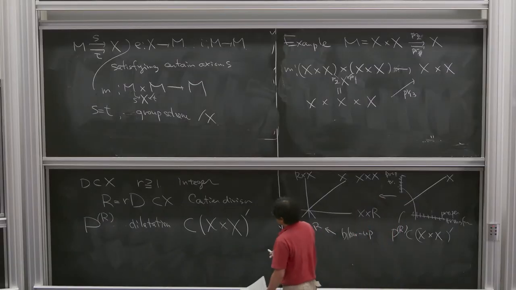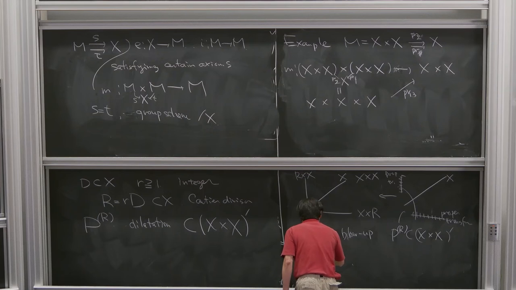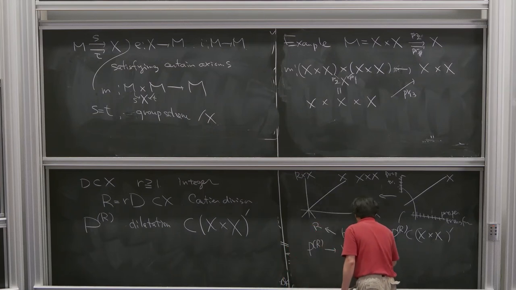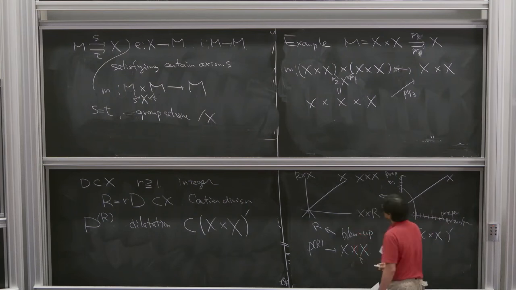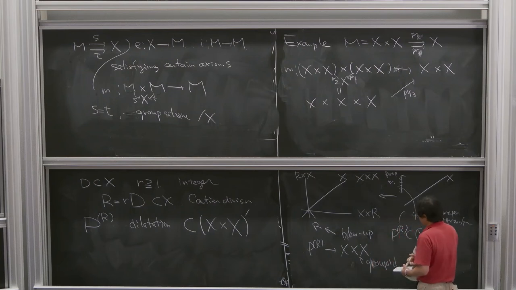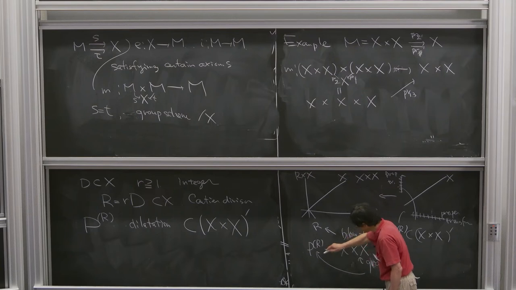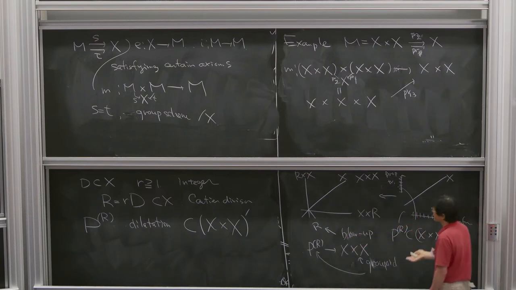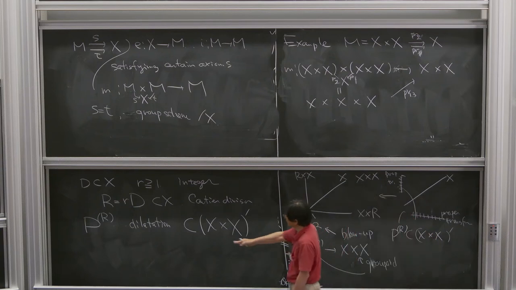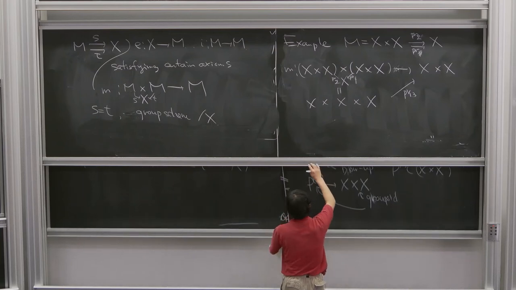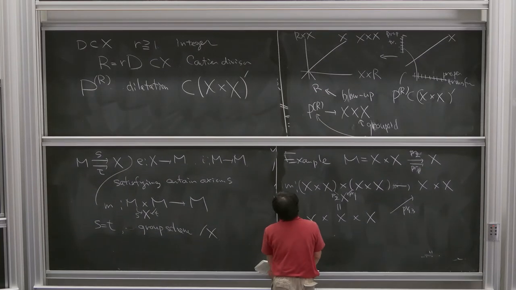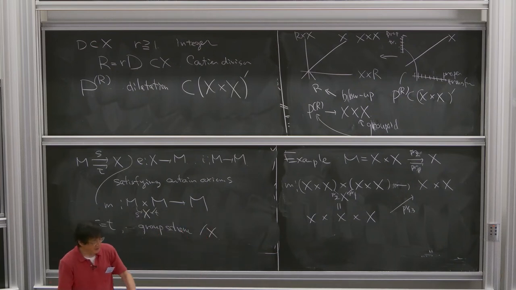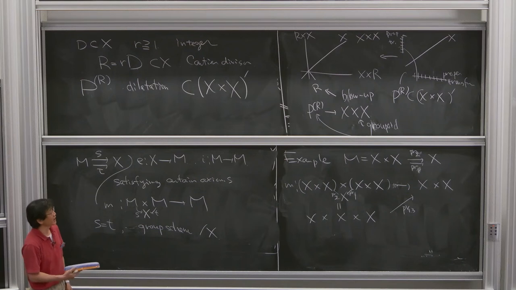And so we have a natural map from P R to this X cross X. And we have seen that this carries a groupoid structure. This groupoid structure is extended to this dilatation. You can check this easily by the factoriality of this dilatation. We have seen yesterday that to study wild ramification, we need to study the dilatation. So this is the geometric picture of the dilatation.